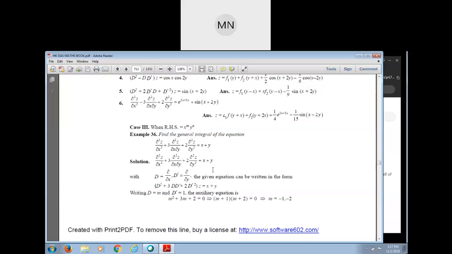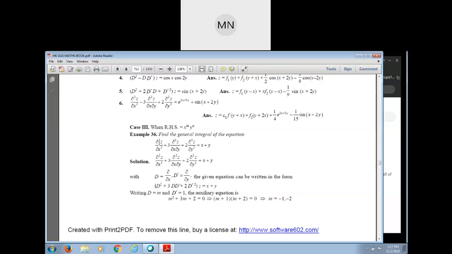For writing the auxiliary equation, I repeat it, because only one student has submitted the homework, so I think all of you have not understood how to find the CF. So for this problem also I repeat it. For the auxiliary equation, we consider del x as capital D and del y as capital D dash, and for the auxiliary equation we consider capital D equals m and D dash equals 1.